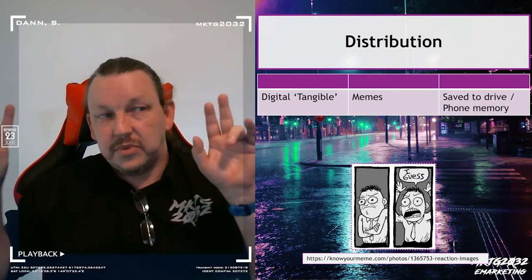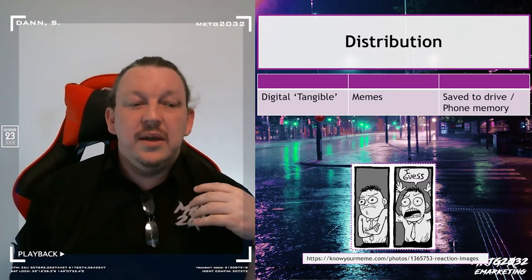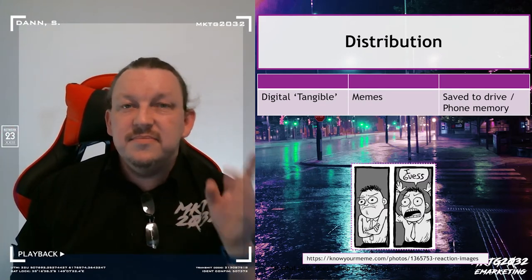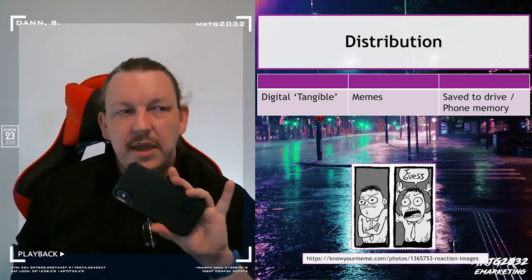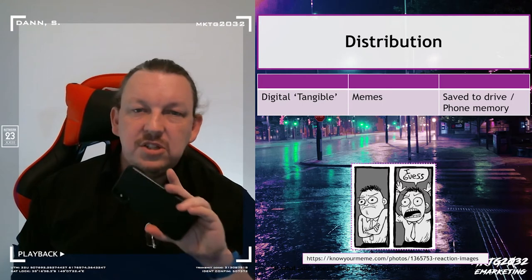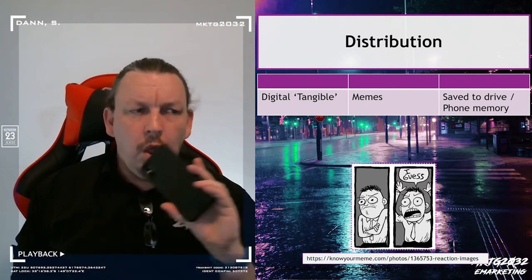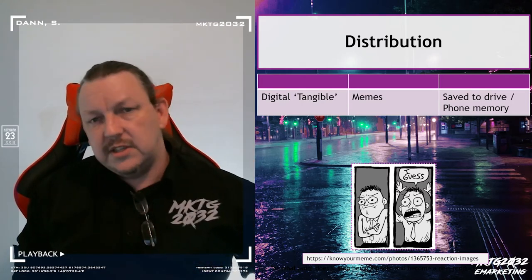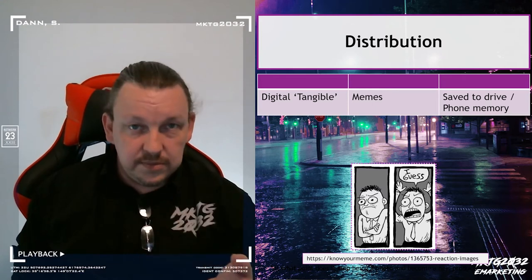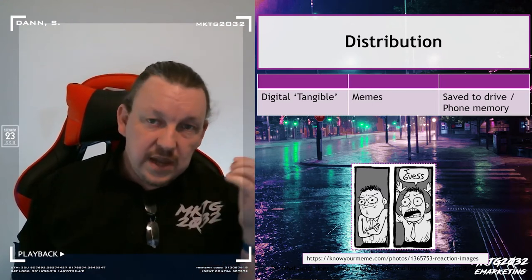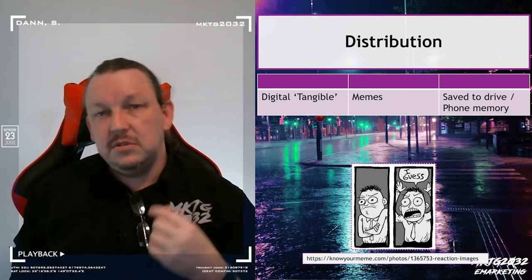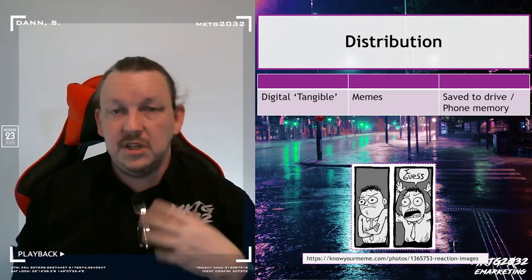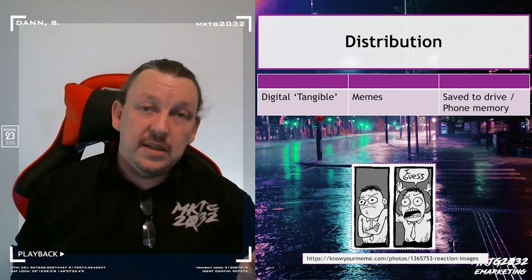The digital tangible is where the file exists. Now this is an interesting element because when we take photos, we create digital tangibles. We upload those photos into Facebook, we create digital intangibles. We then download that photo to go and put a layer of text over it, and we create a digital tangible from a digital intangible from a digital tangible, and we make it into a meme.